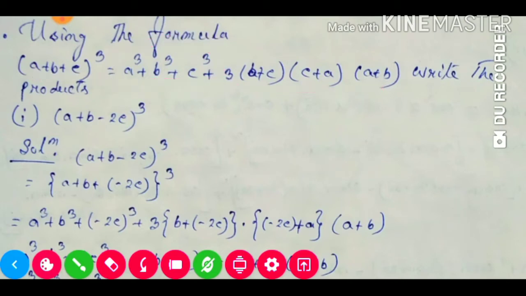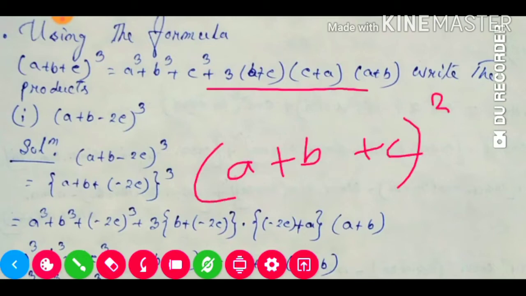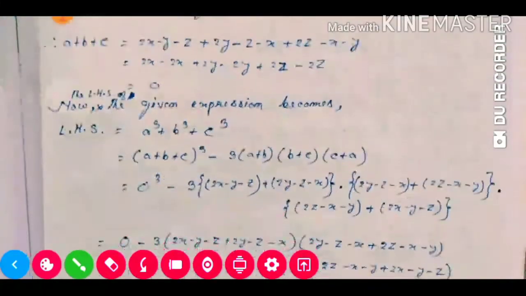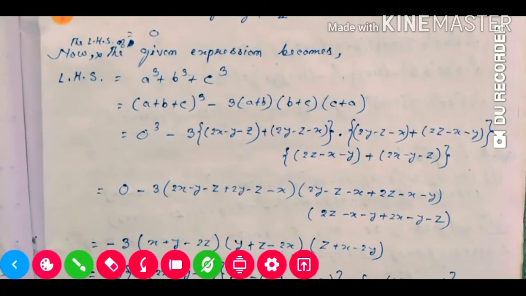So this portion we will shift to the right hand side. So it will be minus thrice b plus c, c plus a and a plus b. So it will be a plus b plus c whole cube minus thrice this portion. So we will apply this formula here. So this one will be a plus b plus c whole cube minus thrice into a plus b, into b plus c, into c plus a.